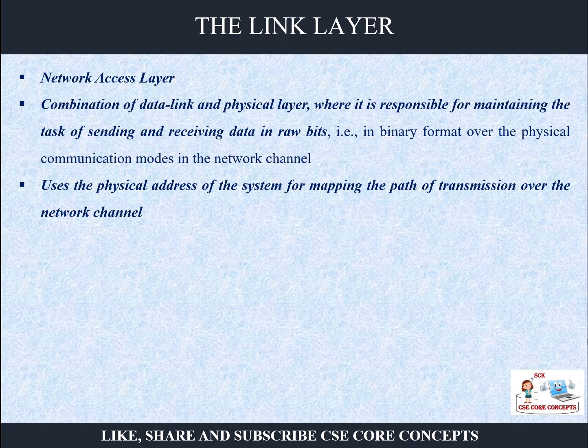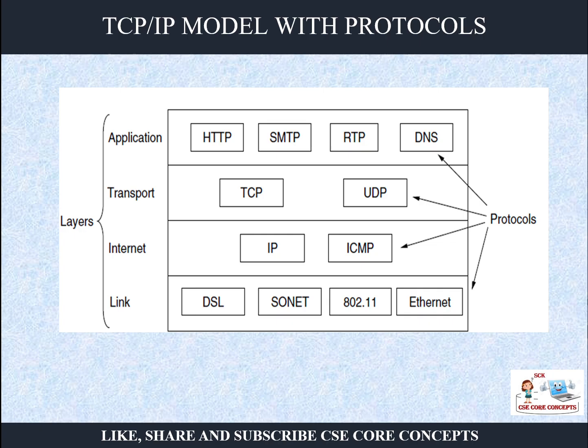Now in the OSI model, you had the physical layer separately. But in this TCP/IP model, it is clubbed with this layer, and hence the data which is in the form of packets is broken down into raw bits of binary numbers, zeros and ones, and then passed through the communication channel. So it uses the physical address of the system, because when it is physically going, it requires the physical address of the destination.